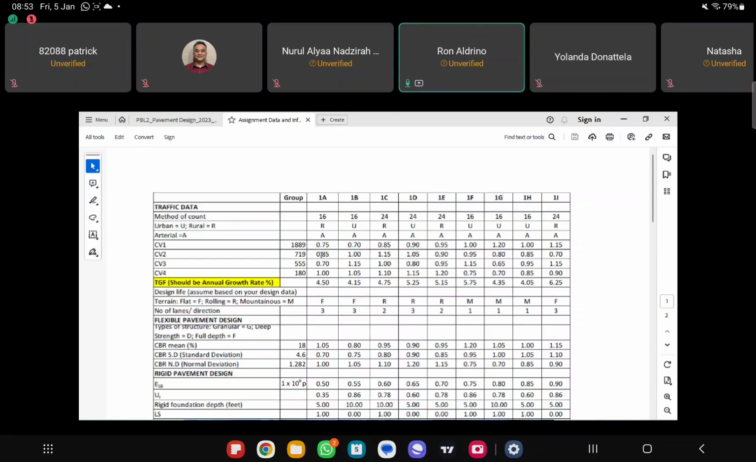Again, all this is the same. So this one, 180 times 1 means your answer should be 180. This is how you identify your traffic data based on what is given, and then you multiply by the factor that is based on your own group. If you multiply 1889 by 0.75, then you get an answer. Once you have obtained all the answers for each of the categories based on the multiplied factor, then you go back to this.